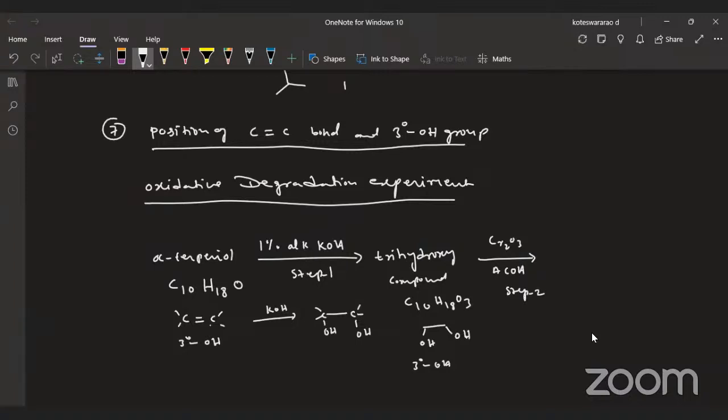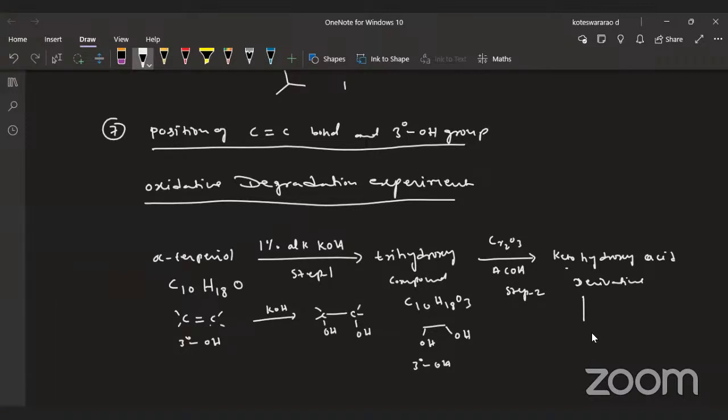What's happening then? One of the hydroxy groups is converting into keto. One of the hydroxy-attached carbons is converting into carboxylic acid, and another one remains unchanged. That leads to the formation of a keto hydroxy acid derivative. Look here: one keto is generated, one acid is generated, and one hydroxy remains unchanged.